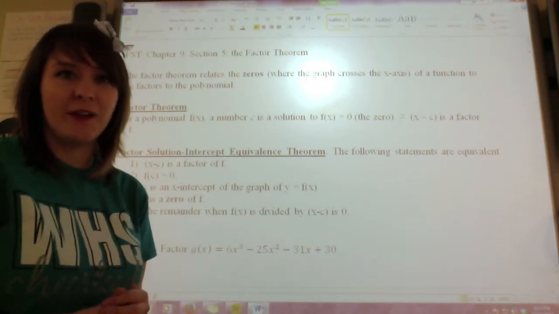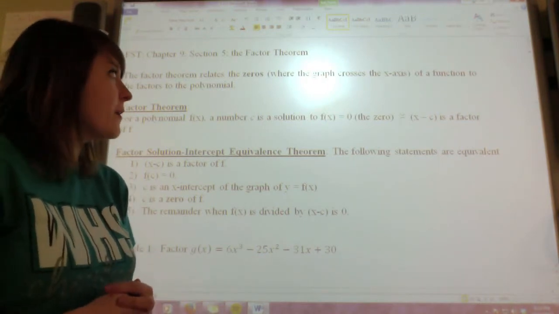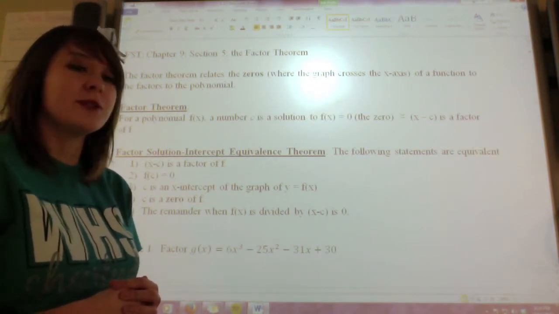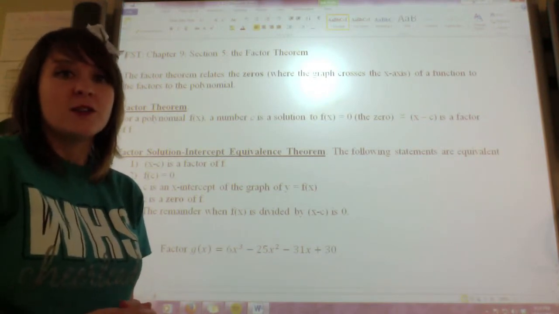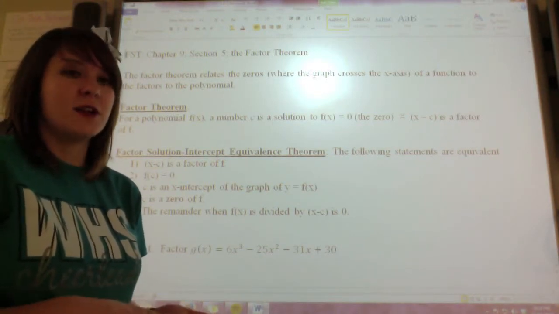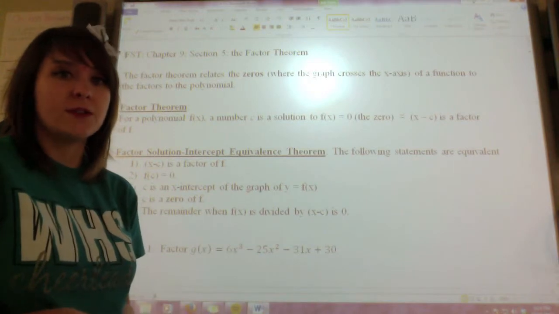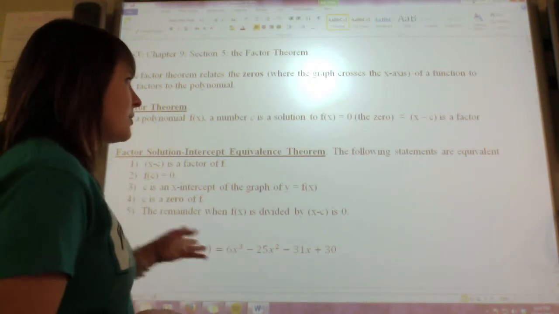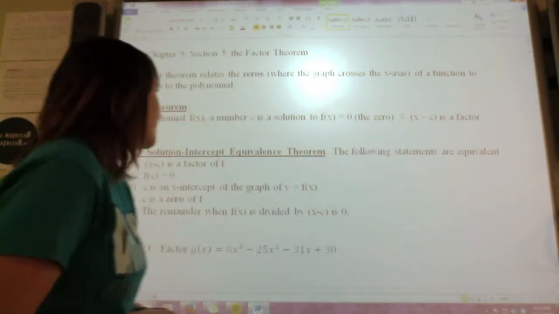quadratic formula. But the quadratic formula is essentially we're setting our y value equal to 0 and then we're solving for x. So what we're doing here is we're finding the values of x when y equals 0, but we're doing it with factors instead of using a formula. So this is only true if x minus c is a factor.